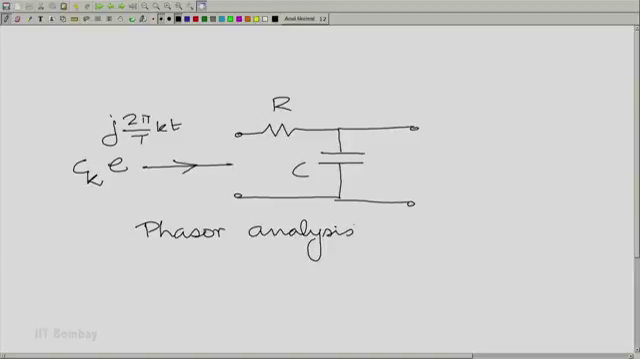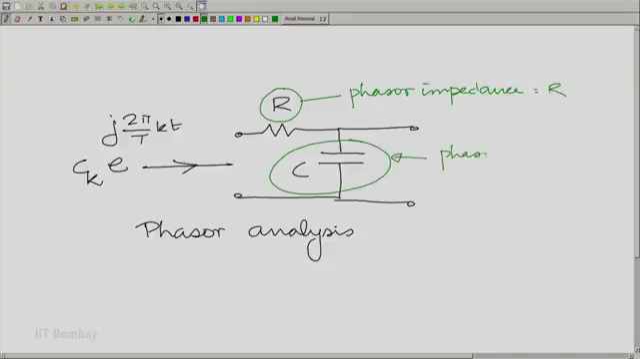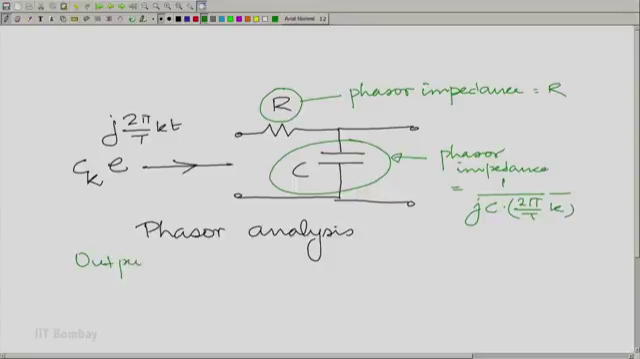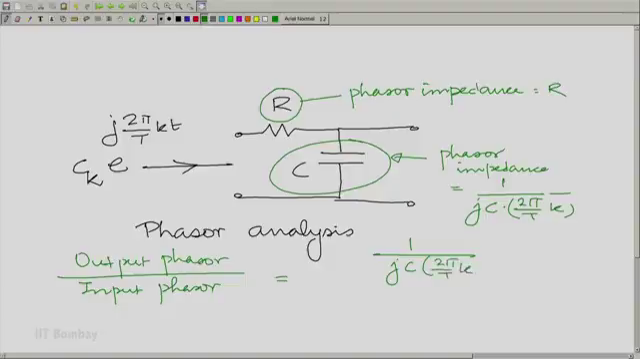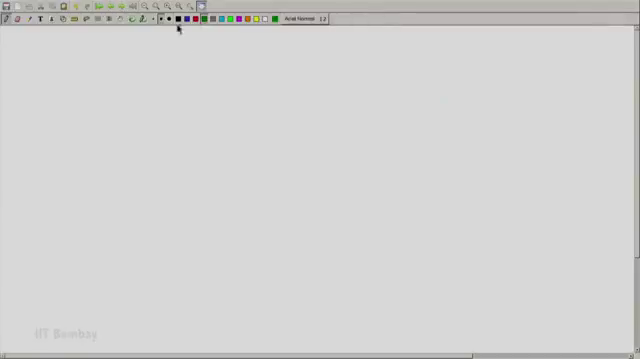So, we know that each of these elements can be replaced by their phasor impedances. For example, the phasor impedance of this is equal to R, independent of frequency. The phasor impedance of this is equal to 1 by jC times the angular frequency, and the angular frequency is 2 pi by T times k. And therefore, the output phasor by the input phasor is equal to 1 by jC times 2 pi by T times k divided by R plus 1 by the same quantity.